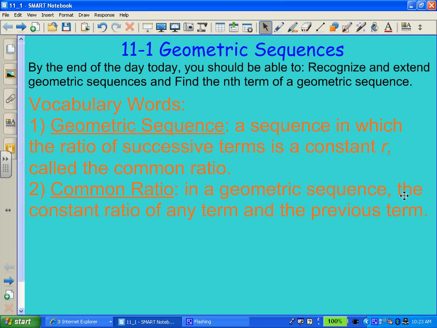Howdy. Today we're going to talk about 11-1 geometric sequences. Now, as you know, we're going to put this in with Chapter 4, so this is the last section we're going to talk about in Chapter 4 before your Chapter 4 test.